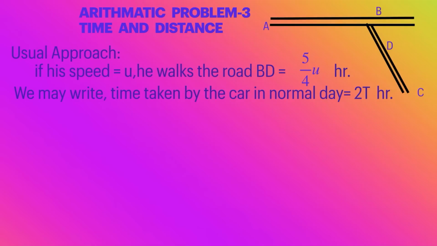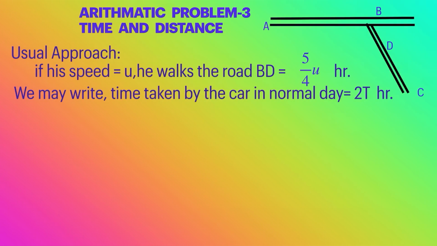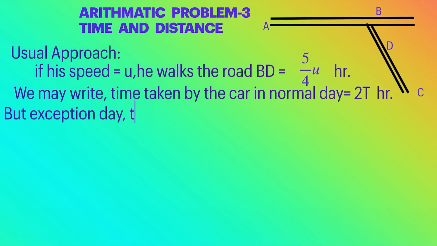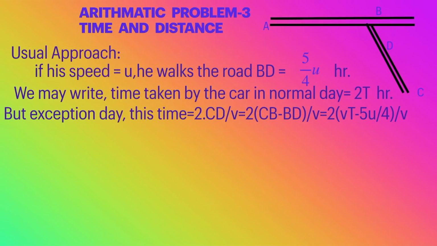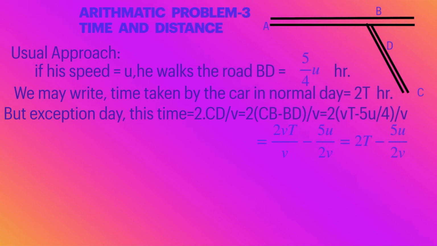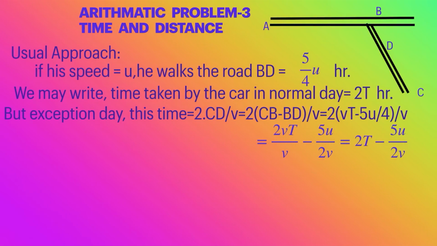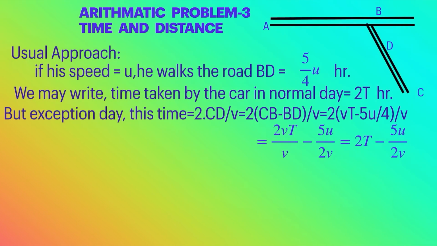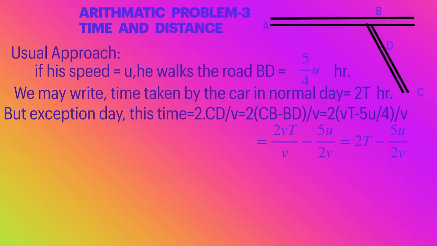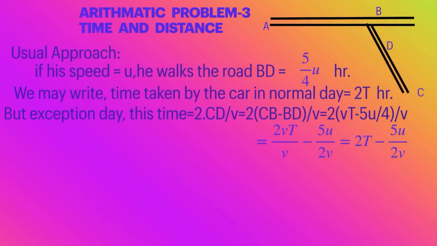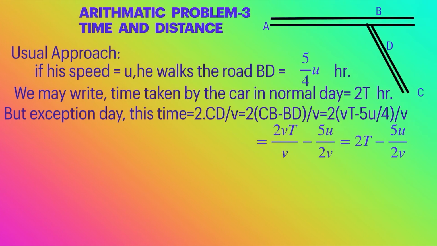So now for the usual approach, we may now write the equation like this, and this is equal to 2 into Vt minus 5u divided by 4, divided by, that is 2 into Vt by V minus 5u by 2V, just simplification, and that is equal to 2 into capital T, because in the numerator and denominator V is cancelled. 2T minus 5u by 2v.